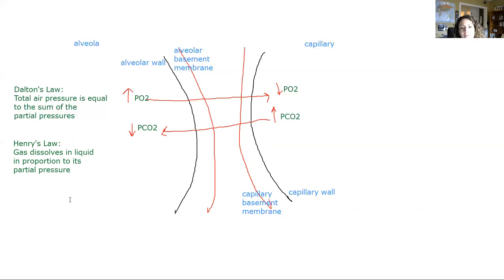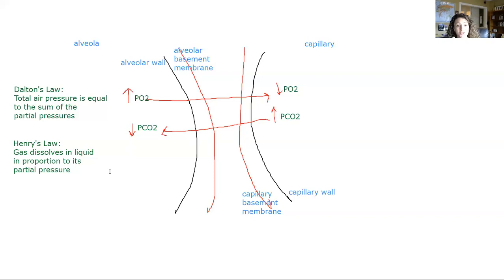Where do we have gas dissolving in liquid here? In the capillary? Yeah, so the oxygen, as it diffuses across the membrane, some of it's going to dissolve into the blood. Okay, so that's gas dissolving in liquid in proportion to its partial pressure. In proportion, again, means it moves together. If one is high, the other one will be high.